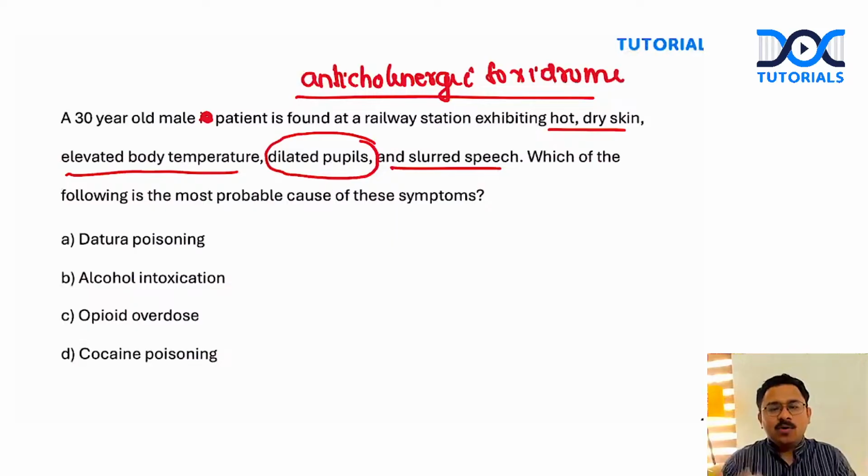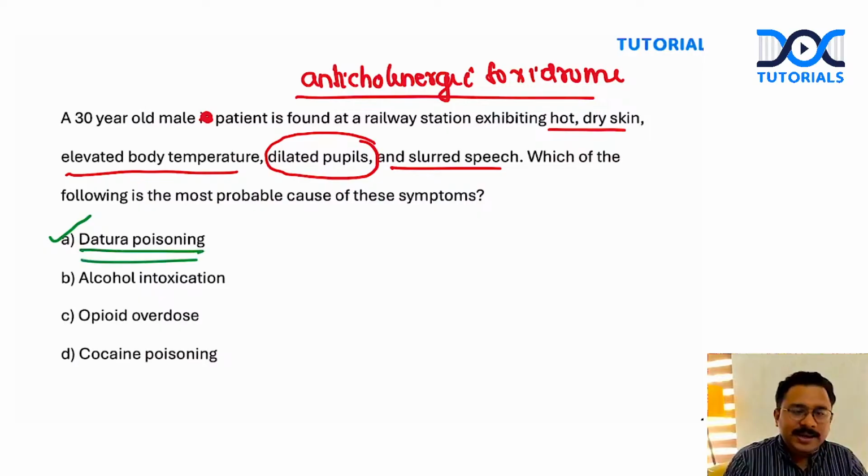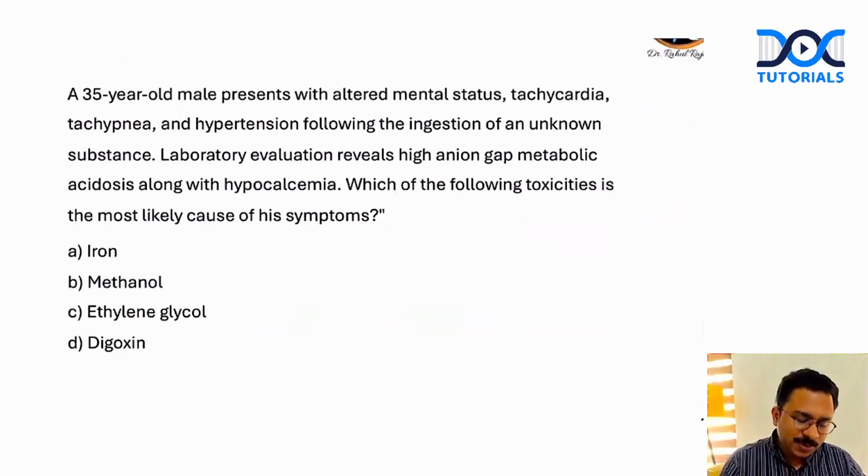Because cocaine will have more of a sympathetic stimulation, right? And here you are having hot, dry skin. So what is the answer? It is going to be datura poisoning, because it contains anticholinergics like atropine. So the patient has all these muscarinic side effects, both peripherally as well as centrally. So that is what you are actually seeing, anti-muscarinic effects. So datura poisoning is the answer for this question. Okay, right. Coming to the next question.